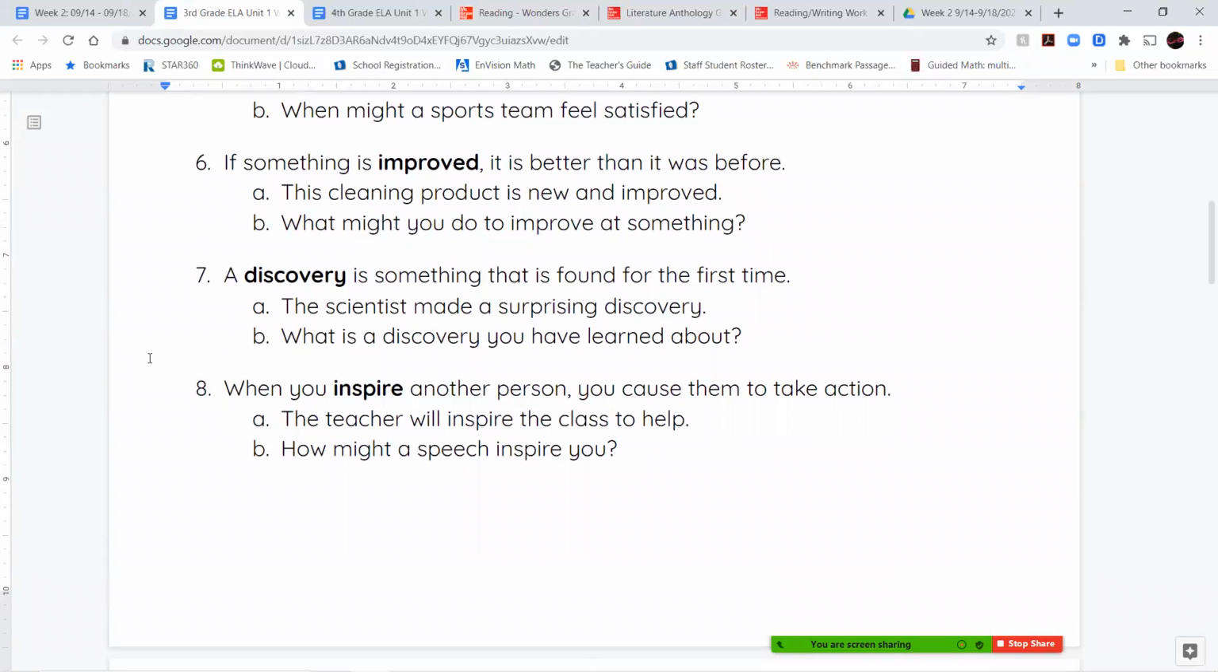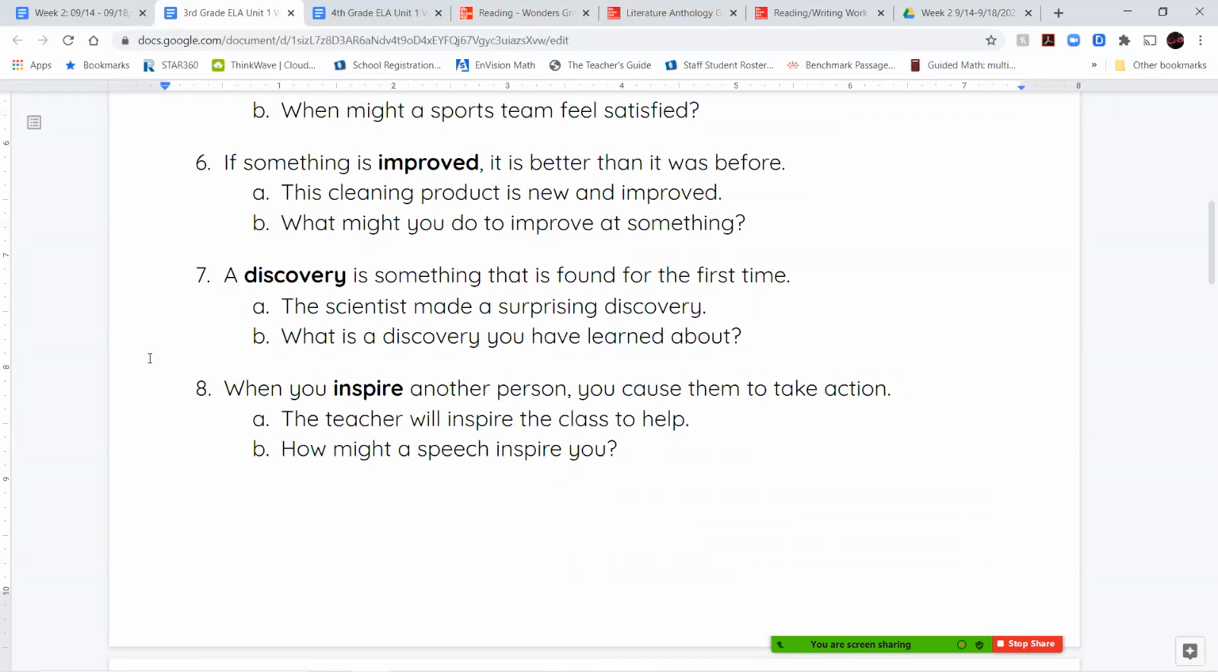If something is improved, it's made better than it was before. So when you improve something, you're making it better than it was when you first got it. This cleaning product is new and improved, so it's better than the one that you had before. And we know from the story that the wolf's reading improved or got better as he practiced more and more. What might you do to improve at something? So if you're trying to improve at a sport, you can practice it more often.